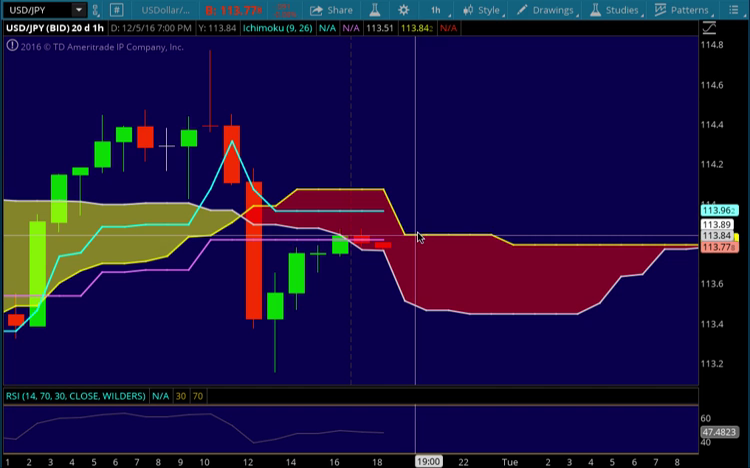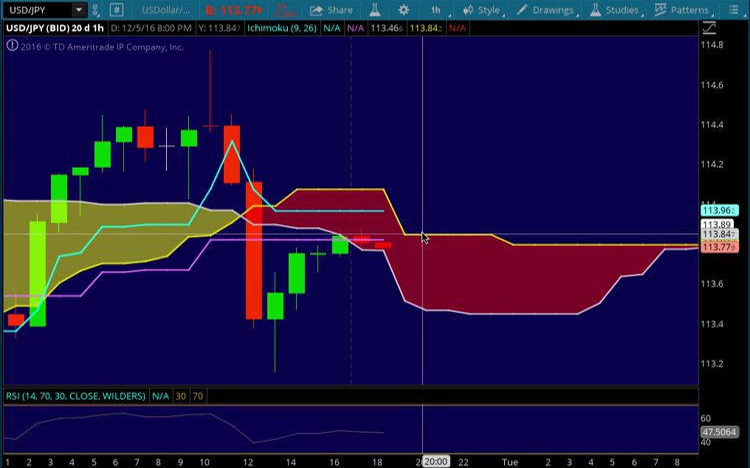in which case in a few hours we're going to have to be looking at the potential resistance at the top of the cloud here at 113.84. And that might be a good level to keep on your map if you are hoping to stay long commodities or treasuries, anything else that trades inversely to the dollar yen.